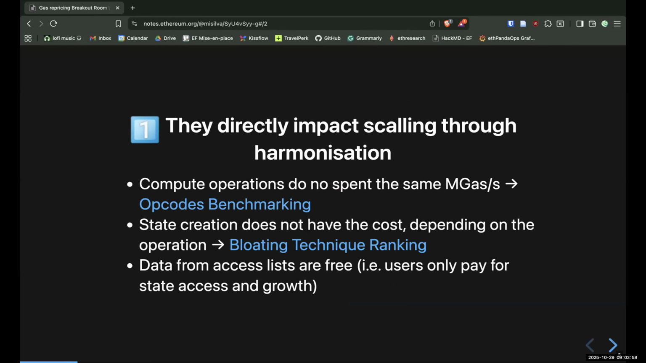And I think that pricing has a direct impact on scaling. And this is achieved by harmonizing operations that currently are not harmonized. So for instance, the compute operations don't have the same performance in terms of million gas per second. State creation also doesn't have the same cost depending on the operations. And also, for instance, data from access lists are free, while for call data, you have to pay for the data. So there's tons of unharmonized operations across different resources, and this leads to single bottlenecks.